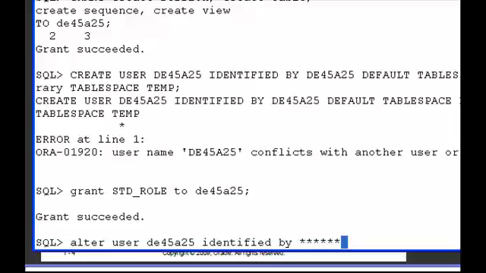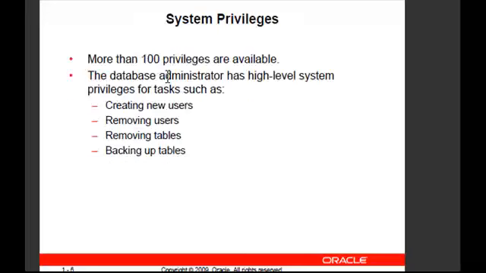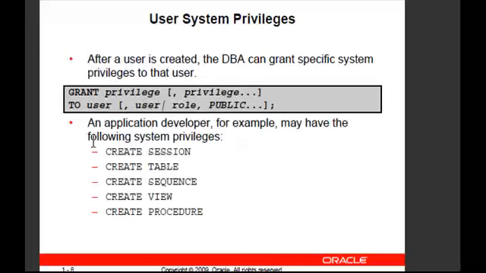You also have the ability to create a view, table, sequence, synonym, and so on. The other privileges that you have, we already spoke about system security. We spoke about how we have more than 100 privileges, like removing a table, removing a user, backing up a table. These are the permissions that a DBA has, and a user also has the majority of them. Here is the format of creating a user.